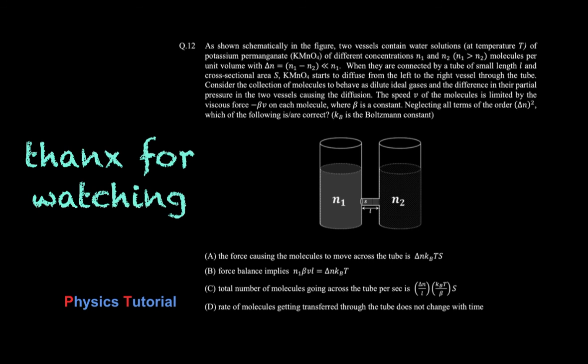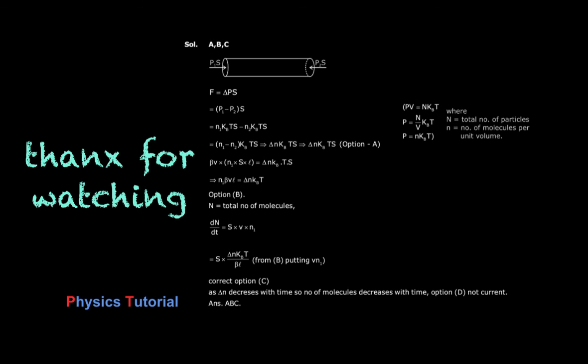And for D, the rate of molecules getting transferred through the tube does not change with time. That's wrong. So ABC options are correct.